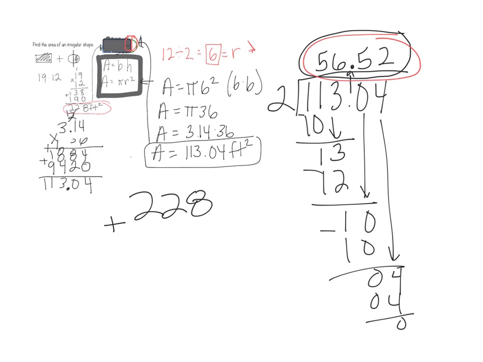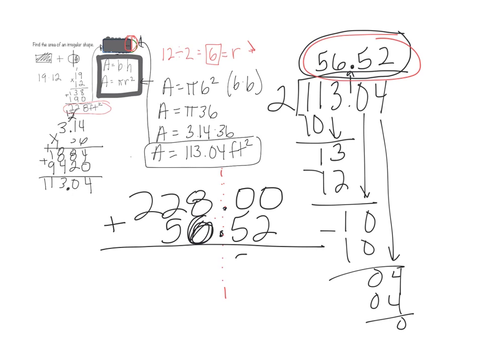228 plus 56.52. Remember, when we're adding with decimals, 228 is the same as 228.00. We need to align the decimals. We need to keep our decimals in a line. Remember that rule? Okay, now we're going to add. So this is still going to be 52/100. 8 plus 6, my poorly written 6, it's going to give me 14. And this is going to give me 8. And this is going to give me 2.